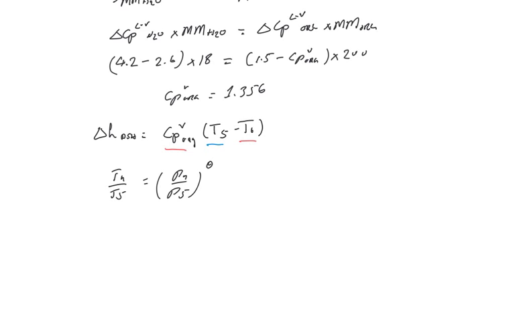Now to calculate the pressures, we have to use the Antoine equation, which is stated as ln P equals A minus B over T. So we can use it in the reduced form: ln PR equals A star minus A star over T reduced.